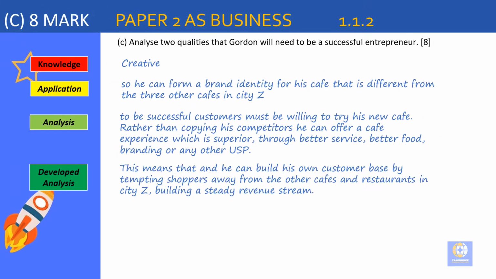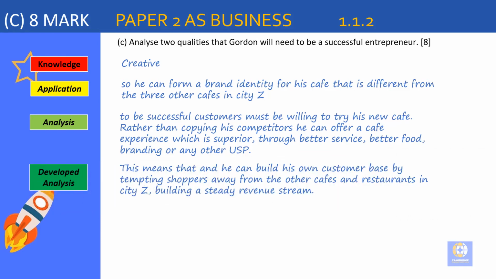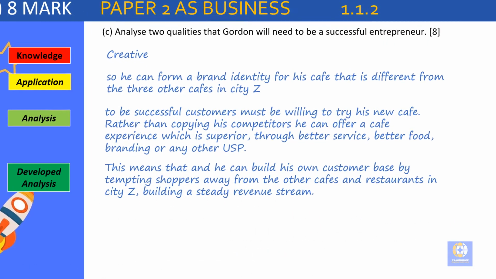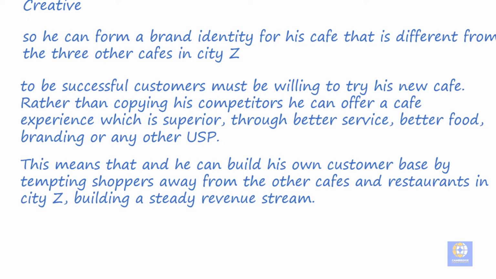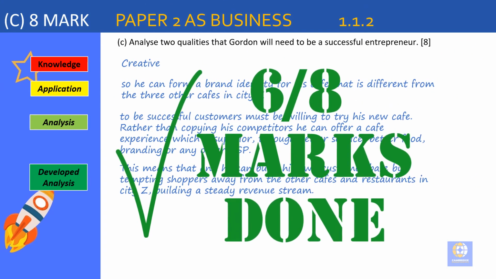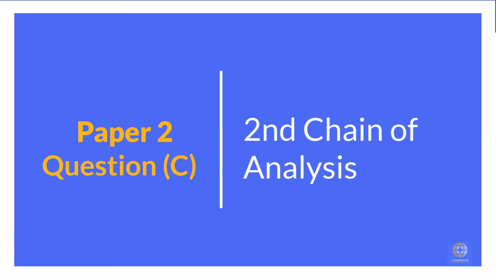Our final step in the chain of analysis is developed analysis, essentially taking your analysis one step further. We use the connective "this means that" followed by our developed analysis. He can build his own customer base by tempting shoppers away from other cafes in City Z. We now have scored 6 out of 8 marks. But let's not get carried away and secure the final 2 marks.